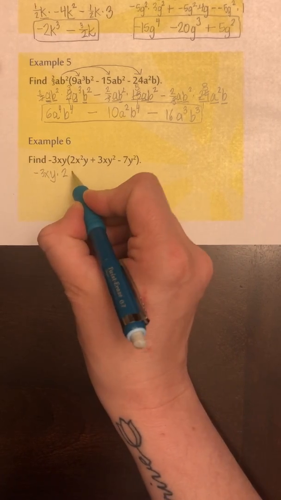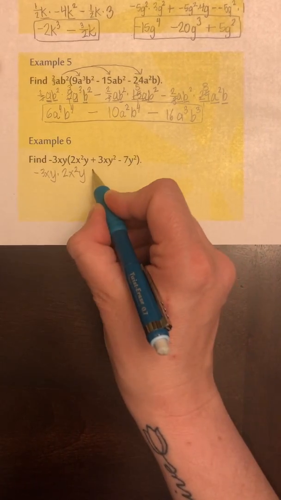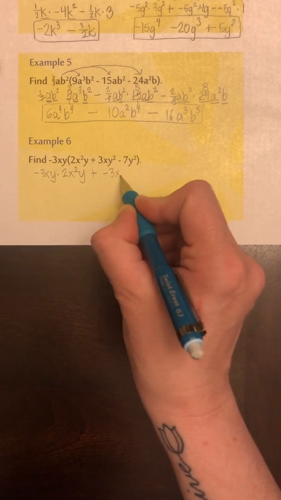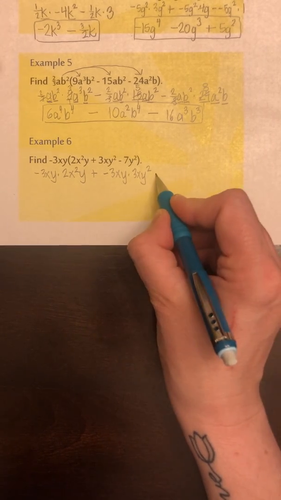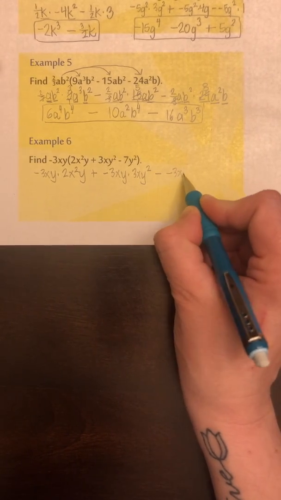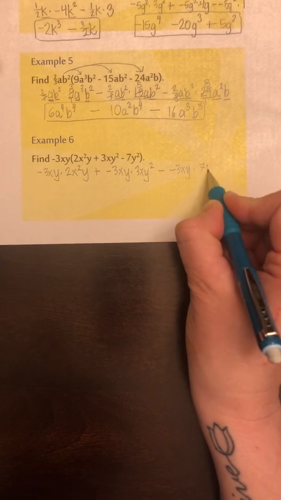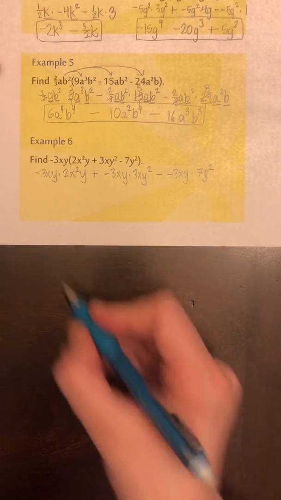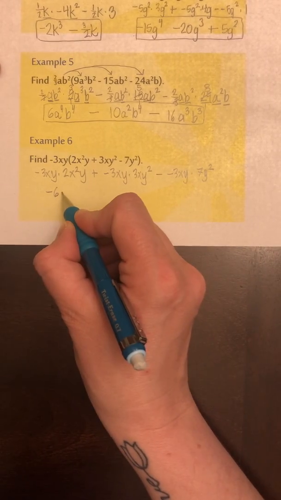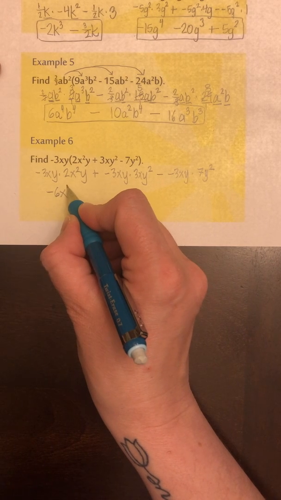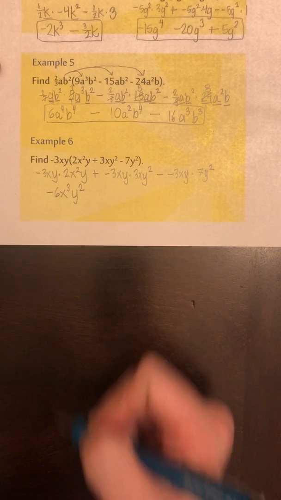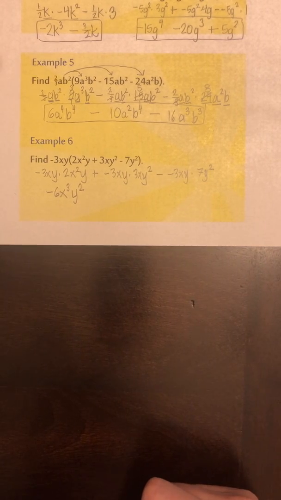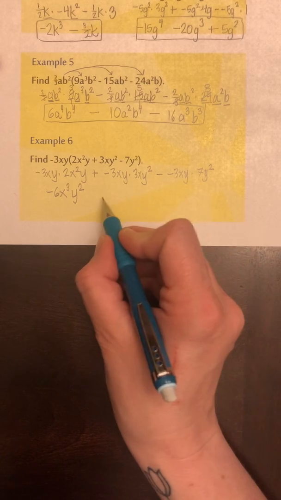We're going to multiply it times 2x squared y plus negative 3xy times 3xy squared minus negative 3xy times 7y squared. All right, so first term, negative 3 times 2 is negative 6. Keep the base of x, add the exponents, so we get an exponent of 3. Keep the base of y, add the exponents, so we get an exponent of 2. So the first term is negative 6x cubed y squared.